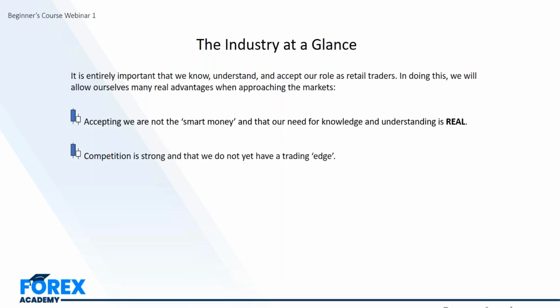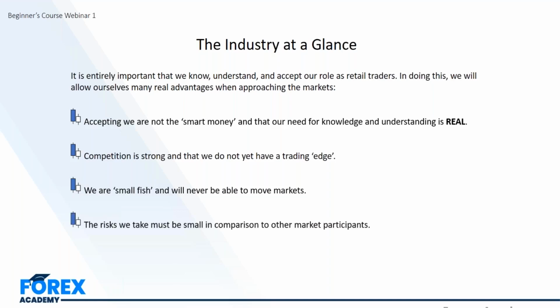We are, of course, small fish and will never be able to move markets. So that would be indicative of trying not to force any trades. No matter how much we buy something, I know market forces will relate to supply and demand and the amount of capital flow going into an asset, but us as small fish, small traders, will never be able to actually move markets. The risks, therefore, that we take must be small in comparison to other market participants.